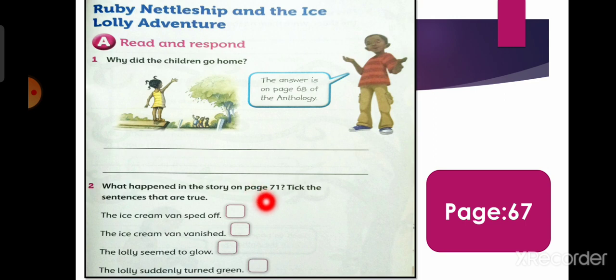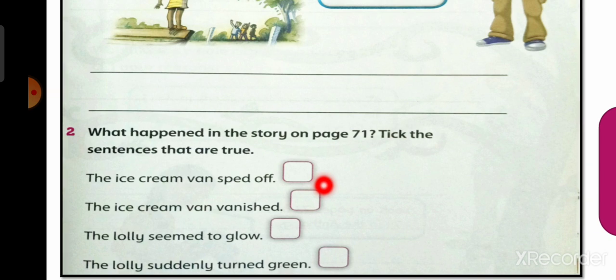Sentence number two is, the ice cream van vanished. Vanished means disappeared. Suddenly disappeared. Which one is the true statement? The ice cream van sped off or the ice cream van vanished? You are right. The second statement is right, so you will put a tick in front of the second sentence. Yes, you will put a tick in front of the second sentence in this box.